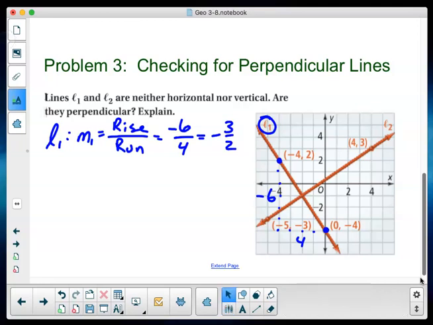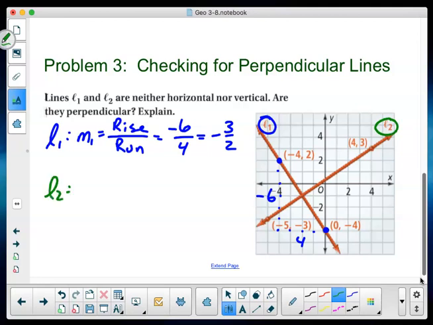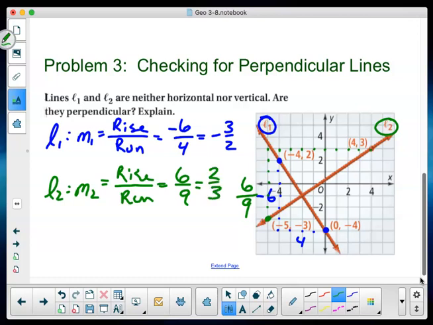Now I'm going to do the slope of line 2. Rise of 1, 2, 3, 4, 5, 6, so I got a rise of 6, and a run of 1, 2, 3, 4, 5, 6, 7, 8, 9, a run of 9. Remember, rise over run. I had a rise of 6, a run of 9, and I get to reduce, and that is +2/3.